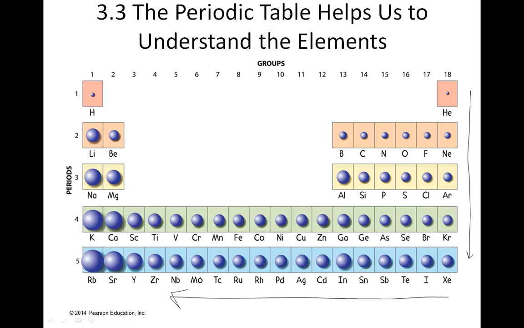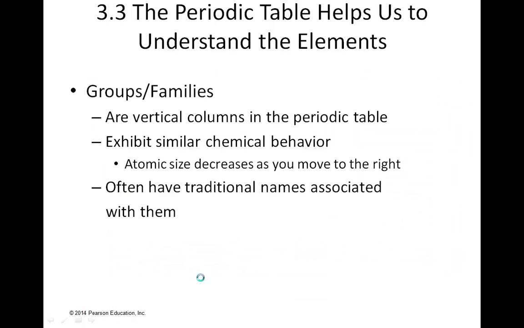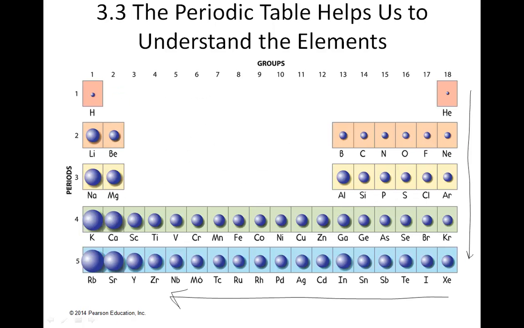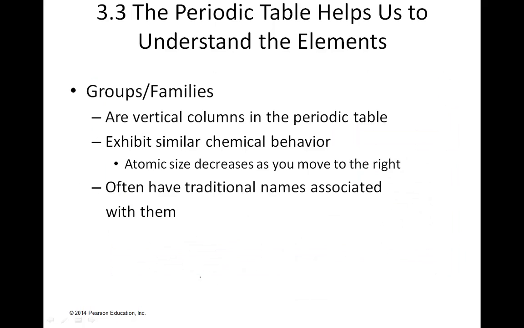So if we were to really talk about the periodic trend represented by these atoms, we would talk about how they increase in a family as you go down and decrease as they go to the right within a period. Groups and families are vertical columns in the periodic table. They exhibit similar chemical behavior, and that's what I just talked to you about. Atomic size decreases as you move, and I actually meant to say as you move up within a family.